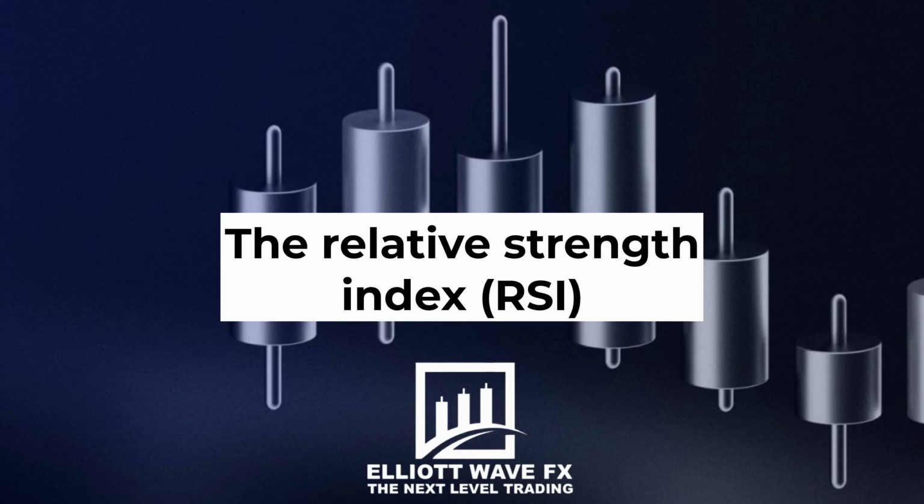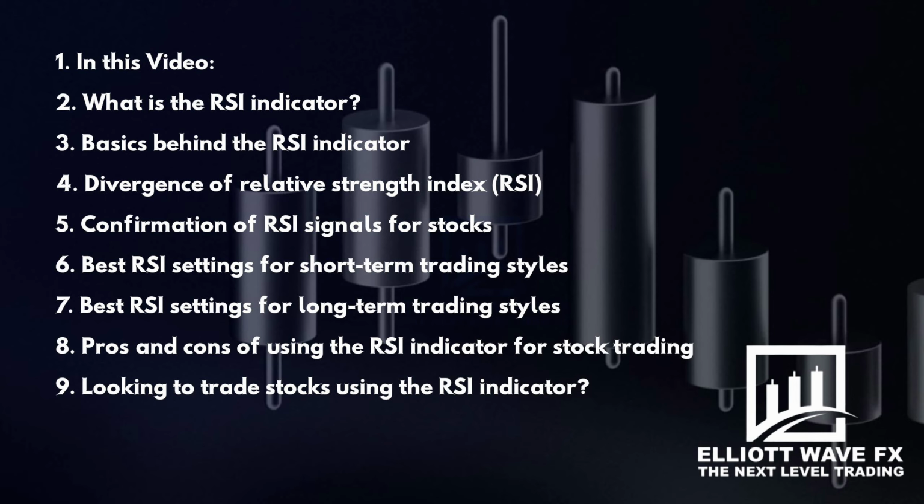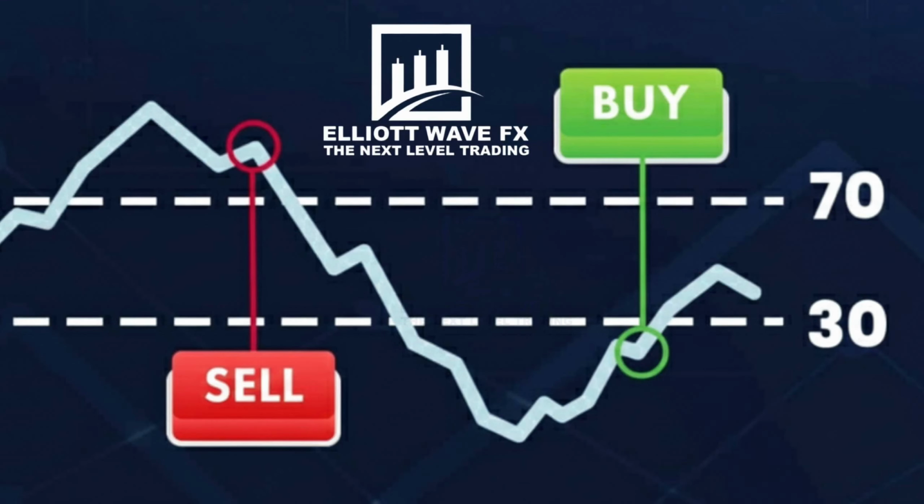In this video, we will talk about the application of the RSI indicator for trading stocks. The Relative Strength Index, RSI, is a popular momentum oscillator used by traders and investors to identify overbought and oversold levels in stocks and other financial instruments. It ranges from 0 to 100 and measures the speed and change of price movements.